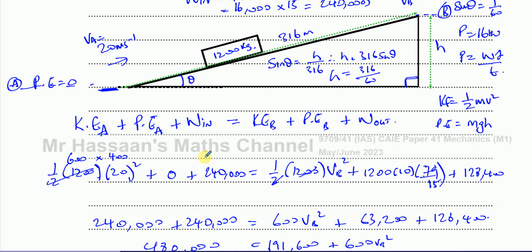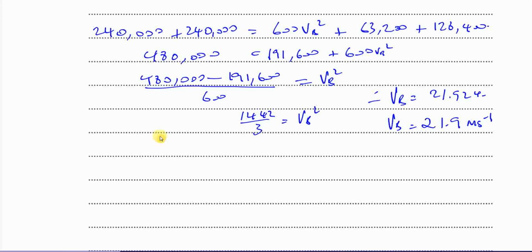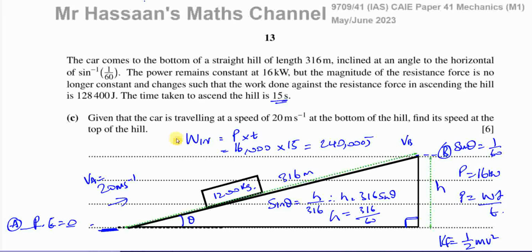The kinetic energy at the start plus the potential energy at the start plus the work in will be the same value as the kinetic energy at the end plus the potential energy at the end plus the work that came out of the system. And that will help you to answer all types of questions like this. So I hope that was clear.